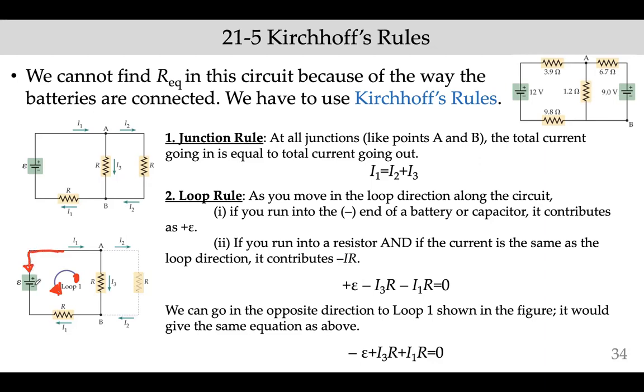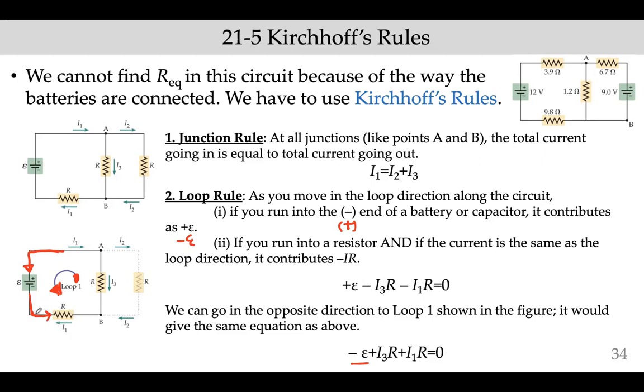So I run into the battery, but I run into its positive end, not the negative end. If I run into the positive end of the battery, then it will contribute as negative epsilon. Here's negative epsilon. Okay, so I handle the battery, going in the same direction as the loop, counterclockwise. Now I run into a resistor.